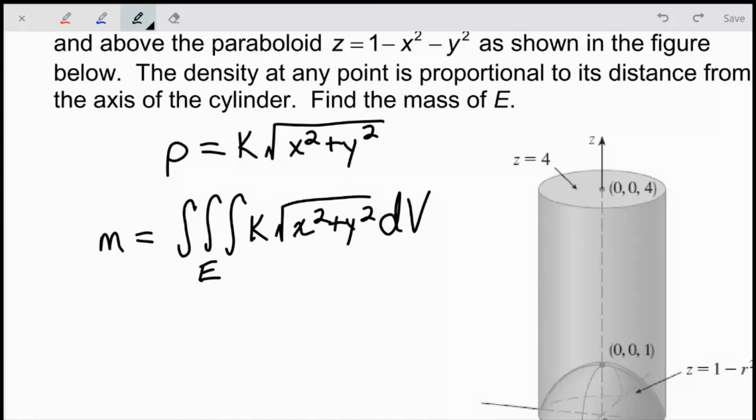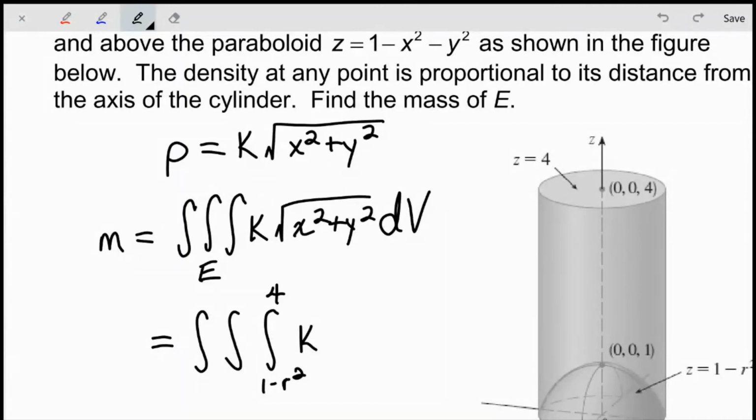So that's really the most difficult limit of integration that I've got to think about. So my Z values are going to be bounded below by 1 minus r squared and above by 4. Okay, and then my integrand here would be k times the square root of x squared plus y squared. Well, that's the square root of r squared, and so that's going to give me an r.